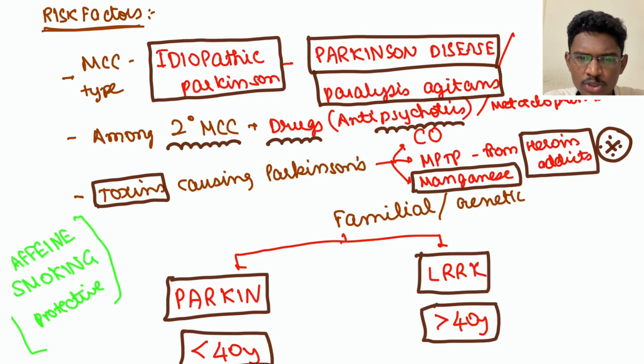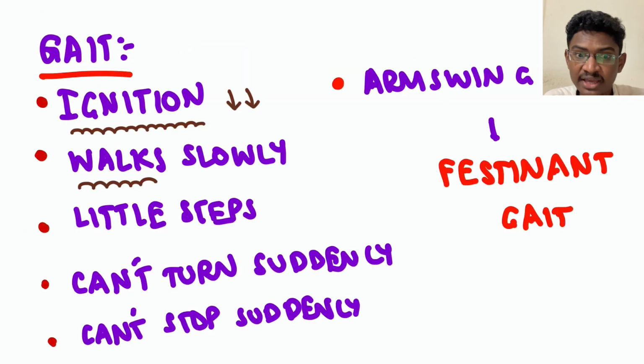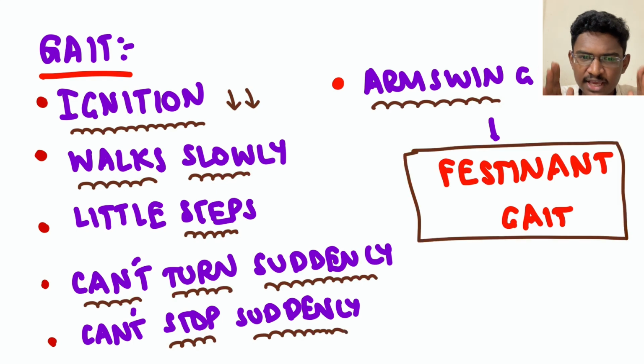Then in features, what you should know is, apart from hypokinesia and bradykinesia, the gait you should know properly. How is the gait? Ignition will be very low, failing to start walking itself, because the basal ganglia is the initiator of movement. You can't initiate walking, so there is reduced ignition, and once you push him, he will start walking. But how will he walk? He can't take big steps, only small steps, and he walks slowly. He can't turn suddenly, or brake suddenly. He will walk slowly with small steps, and his arm swings won't be there, because for arm swings also he should initiate a movement. The basal ganglia is affected, so initiation of movement is affected, and reduced arm swings characterize this festinating gait.